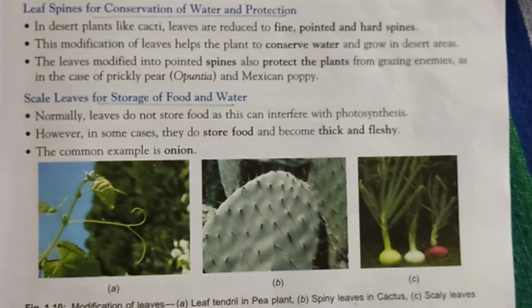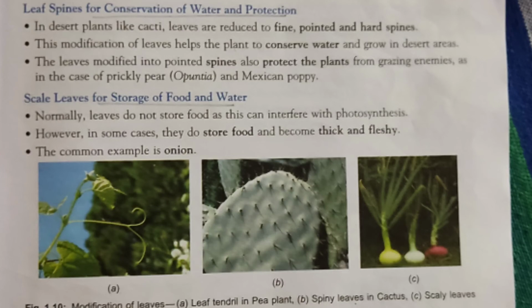In desert plants like cacti, leaves are reduced to fine, pointed and hard spines. The modification of leaves helps the plant to conserve water and grow in desert areas. The leaves modified into pointed spines also protect the plants from grazing enemies, as in the case of prickly pear, Opuntia and Mexican poppy.